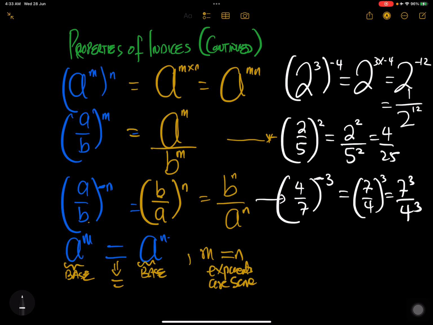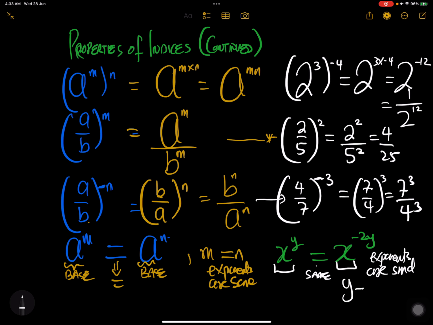Also, here, let's imagine that we have x to the power y, and we are saying it's also equal to x to the power negative 2y, for example. Now, because this x is the same, they are the same, and what is in the middle is an equal to sign, not a multiplication. If it's an equal to sign, then since the bases are the same, the exponents are also the same. So y should be equal to negative 2y, and we get y plus 2y is 0, so 3y is 0, and y is 0.